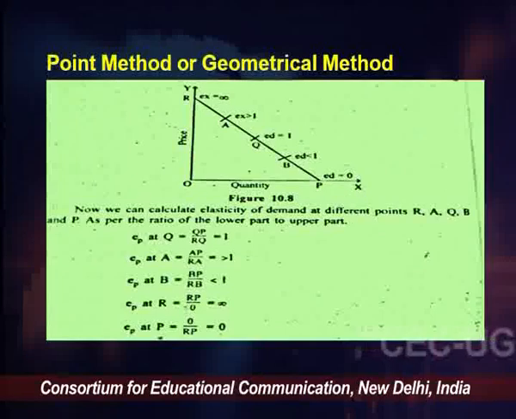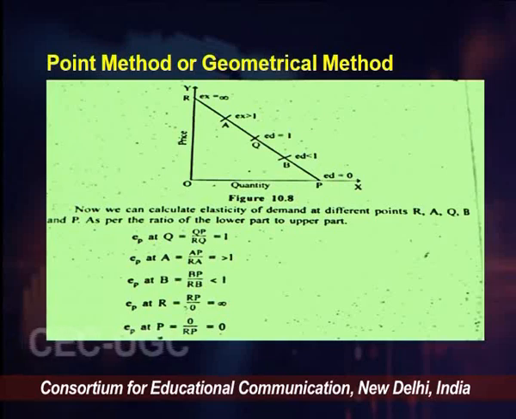So if suppose you want to calculate the elasticity of demand at the center of the demand curve, then the lower segment will be equal to the upper segment, and in this case the point elasticity of demand will be equal to 1. And if you move towards the x-axis, then the lower segment becomes less, the upper segment becomes more. So towards the x-axis, if you are moving on the demand curve, then elasticity will be less than 1, and towards the y-axis when we move, then elasticity will be greater than 1.